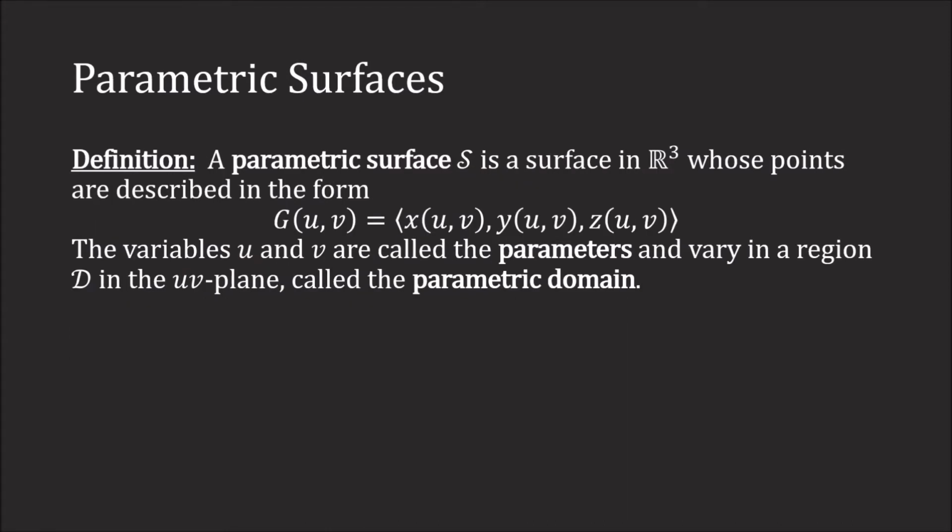Right? So, a parametric surface is a surface in R3 whose points are described in a form like this. The variables u and v are the parameters, and they vary in a region D in the UV plane called the parametric domain. We're going to look at two very important parameterizations next.